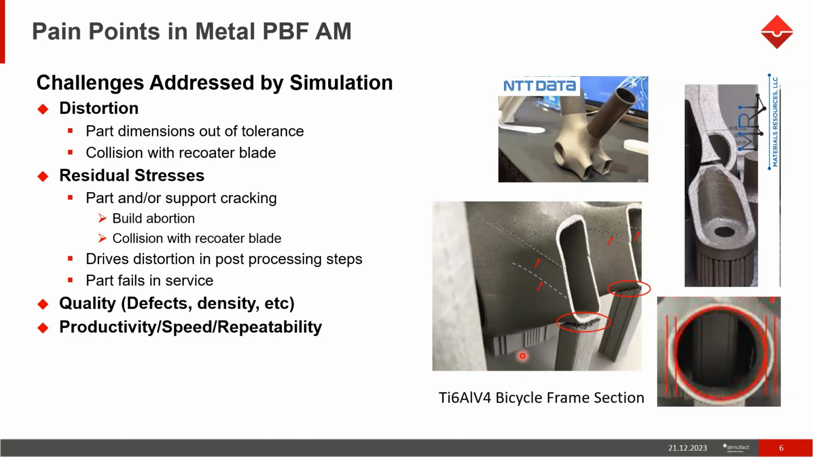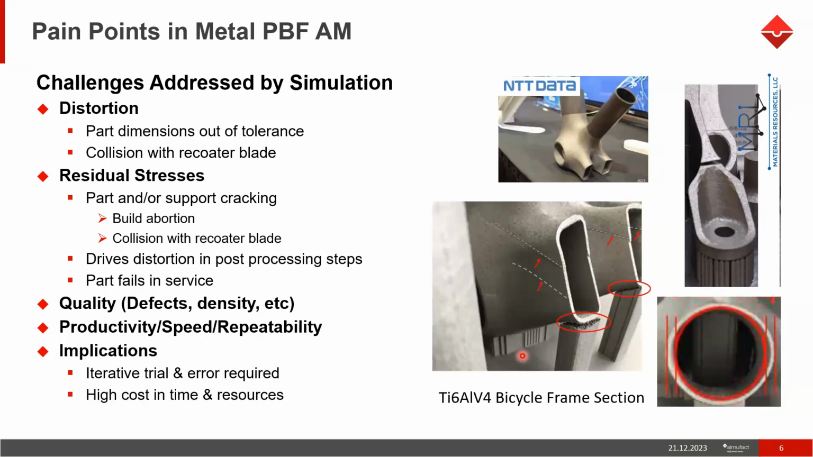And sometimes these methods halt the productivity, speed, and repeatability in the analysis or in the production process. It may also affect the quality of production, as some defects might be there. These are the kinds of things which can be analyzed. So what are the implications of these methods?